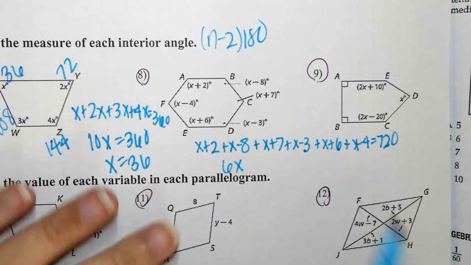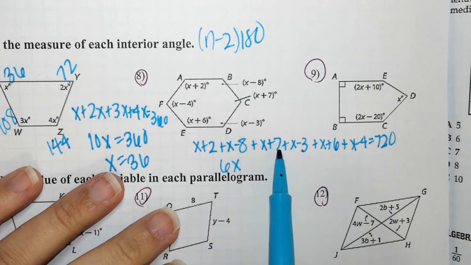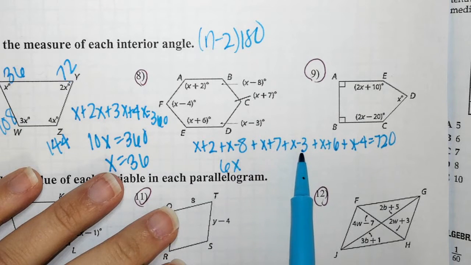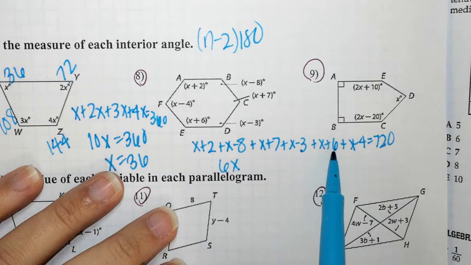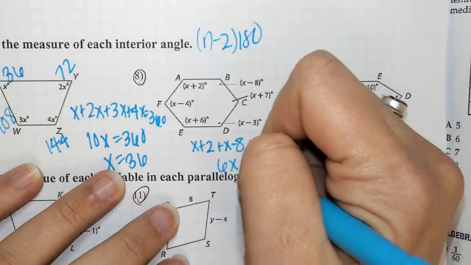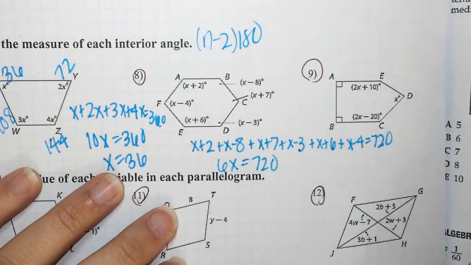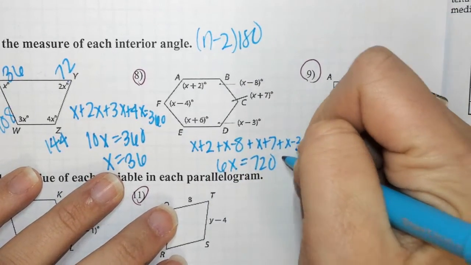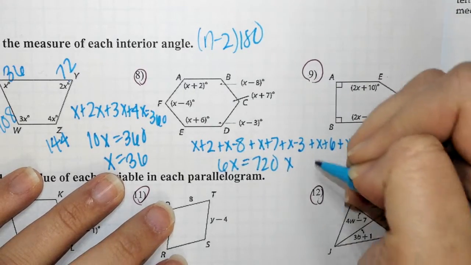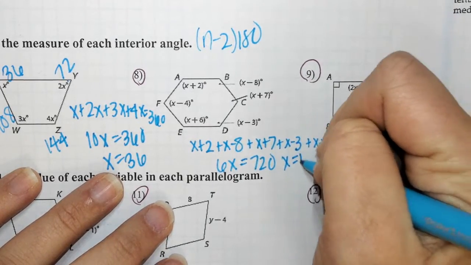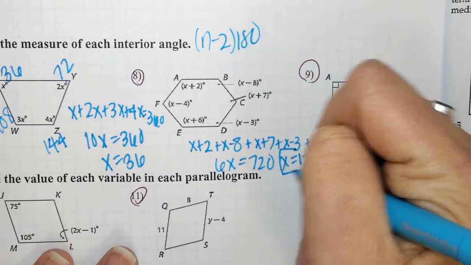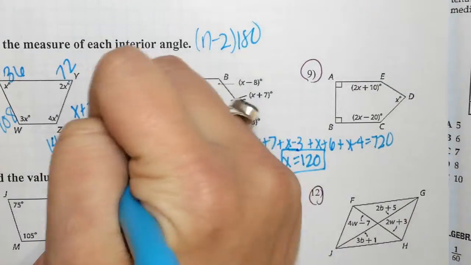2 minus 8 is negative 6. Negative 6 plus 7 is 1. 1 minus 3 is negative 2. Negative 2 plus 6 is 4. 4 minus 4 is 0. Awesome. Good. If you said 0, take a point. And what does x equal? 120. Alright. Am I done now that I found x?